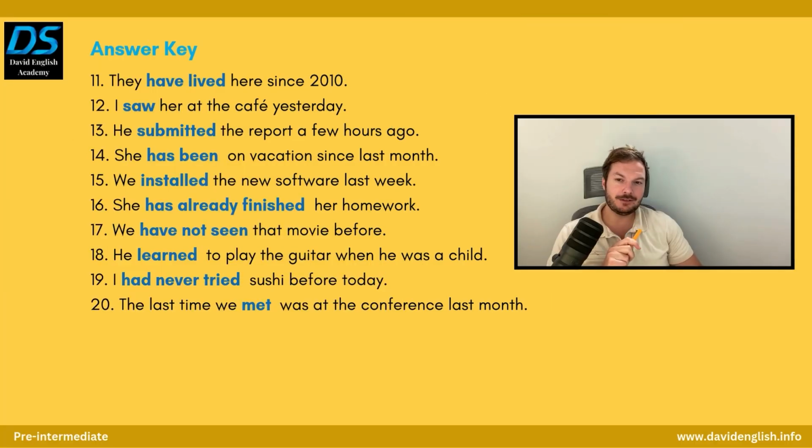And here we got answer key 11 through 20. Again, you can read these out loud to yourself. Look through them. Find where the present perfect makes sense to you. Find where the past simple makes sense to you and get more familiar with these tenses. Again, that's 11 through 20. Take your time with it. You can always stop the video.